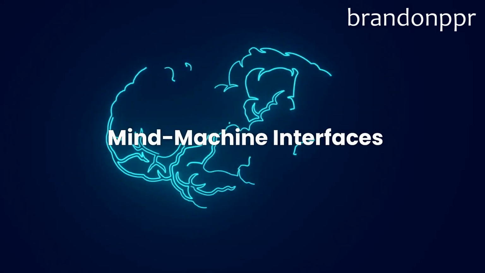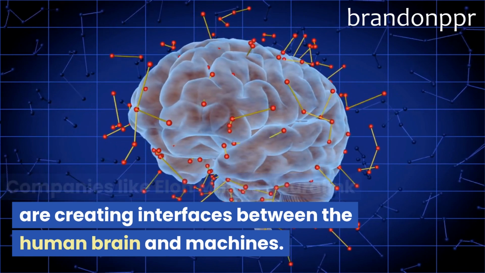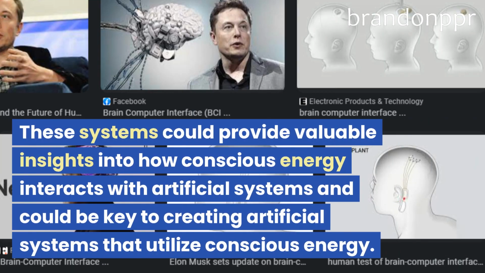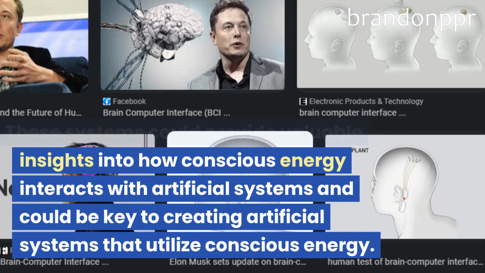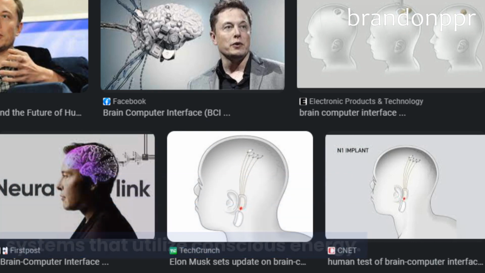Mind-machine interfaces. Companies like Elon Musk's Neuralink are creating interfaces between the human brain and machines. These systems could provide valuable insights into how conscious energy interacts with artificial systems and could be key to creating artificial systems that utilize conscious energy.